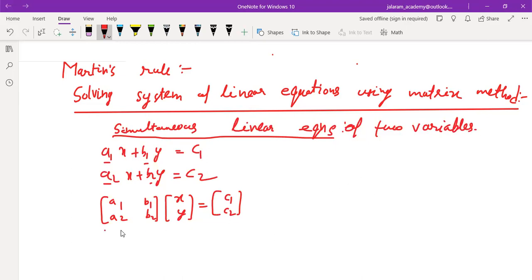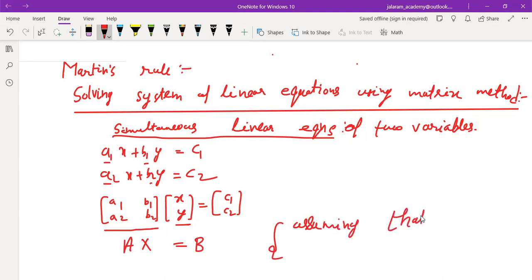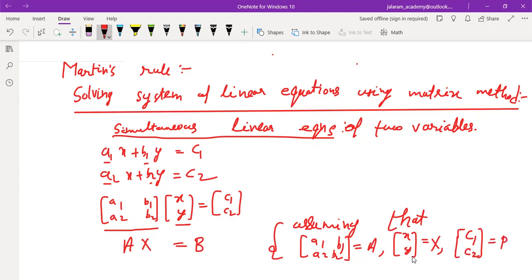If we assume the first matrix as A, matrix x, y as X, and matrix c1, c2 as B. Assuming that the first matrix a1, b1, a2, b2 equals A, the second matrix x, y equals X, the third matrix c1, c2 equals B.